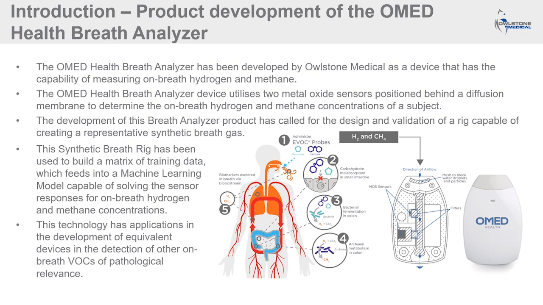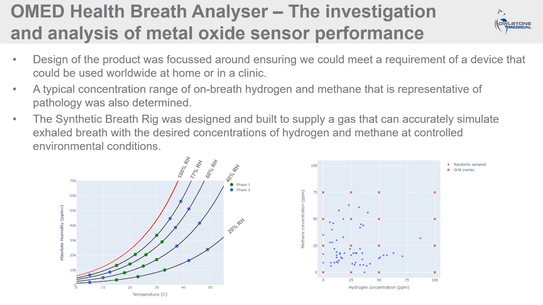The first thing we needed to do was understand the factors that affect the baselines and responses of the selected metal oxide sensors and how we can control them. Customers will be using this device worldwide and will be giving samples in a myriad of different environments, and so we needed to ensure that any algorithm solving for the on-breath gas concentrations would be able to compensate for this.